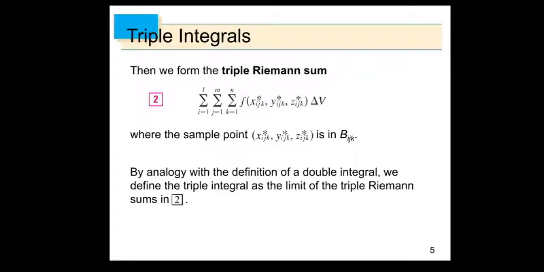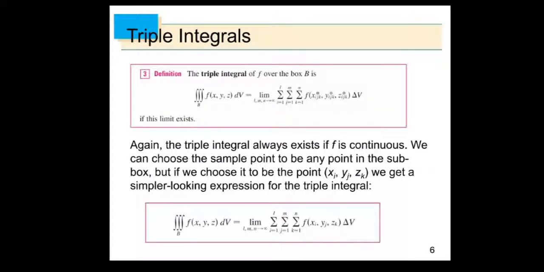So by analogy with the definition of double integral, we define the triple integral as the limit of the triple Riemann sum in equation 2. It is similar to the double integral Riemann sum, and we can recall that, and we can see that in the double Riemann sum it was summation over m and n, but here we have summation over l as well.